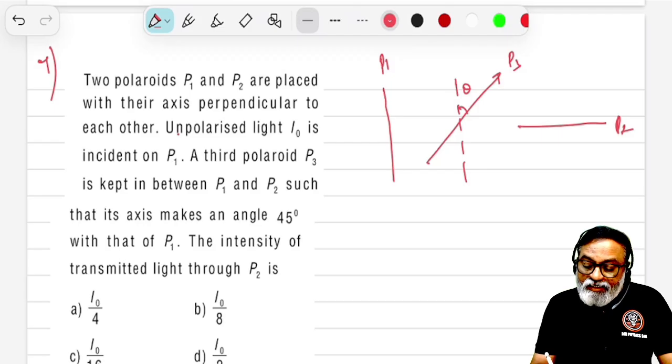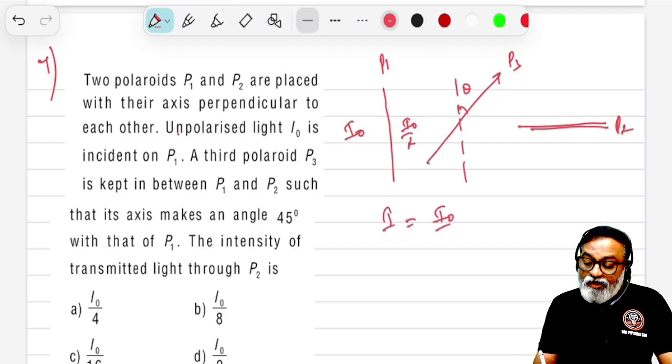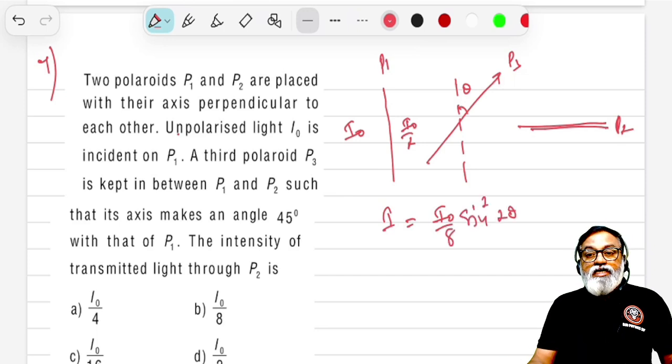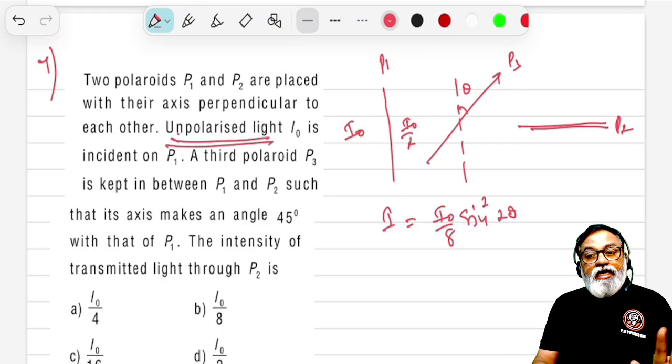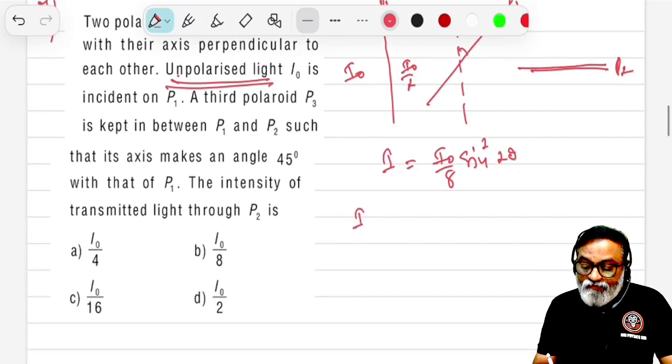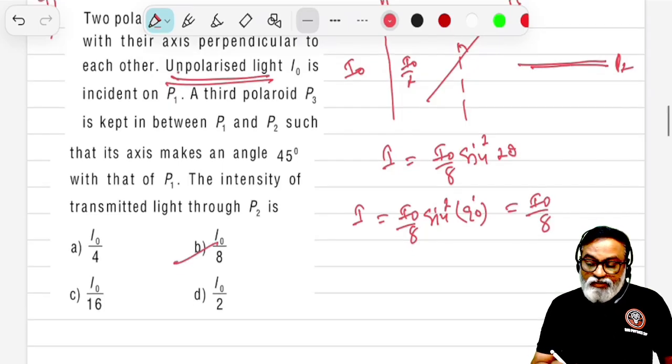If the incident light is unpolarized, here is I0, this becomes I0 by 2. After passing through P2, the final intensity I is equal to I0 by 8 sine square 2 theta. If it is polarized, I0 by 4. Therefore, I is equal to I0 by 8 sine square, theta is given as 45, 45 into 2 is 90, sine 90 is 1, this becomes I0 by 8. Therefore, answer B.